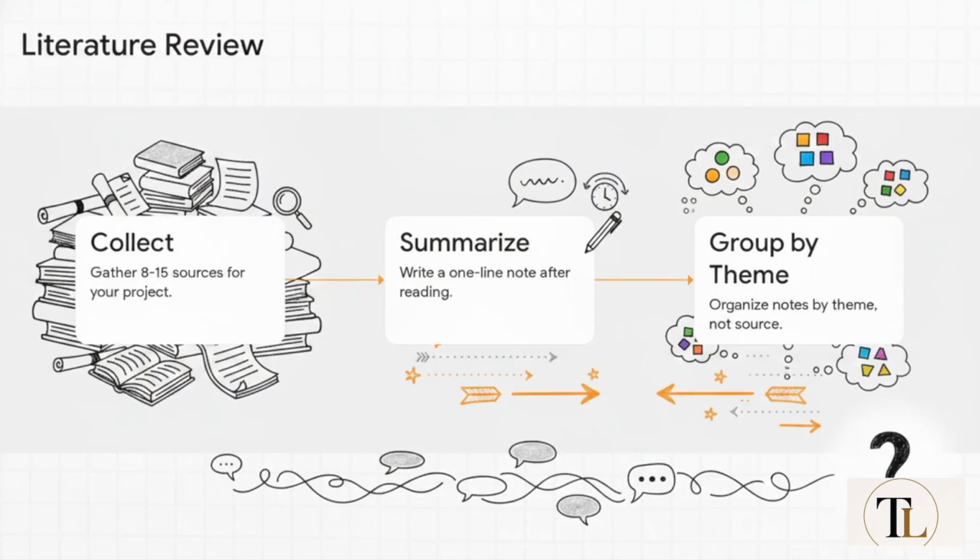If you want your literature review to flow logically, you need to follow these 3 steps. First up, collect a solid baseline of 8 to 15 sources. Second, the very second you finish reading a source, jot down a 1-sentence summary of what it actually argues. Seriously, if you wait, you're going to forget everything and have to reread it all. Third, group your notes by theme, not by source.